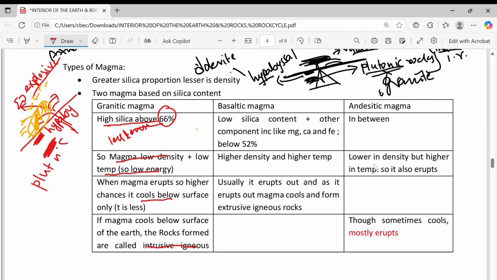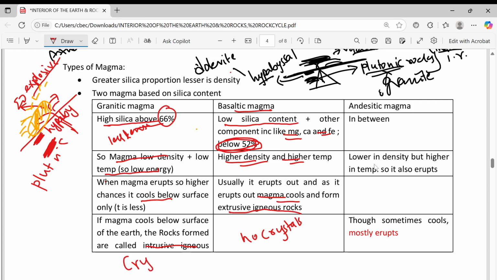Whereas basaltic magma has low silica content, below 52%. It is very dense, with magnesium, iron, etc., so it has higher density and higher temperature. Basaltic magma forms the basalt rocks, which are definitely extrusive igneous rocks. It is coming out and cooling very fast also, so no crystals will form. This is important: no crystals.